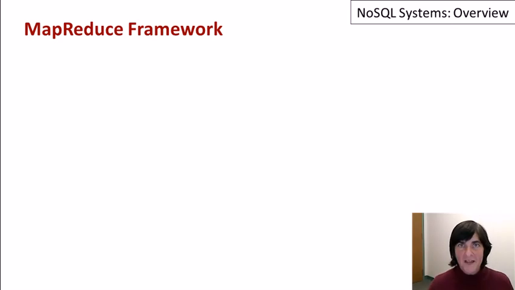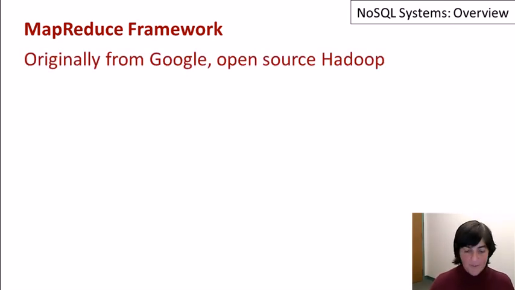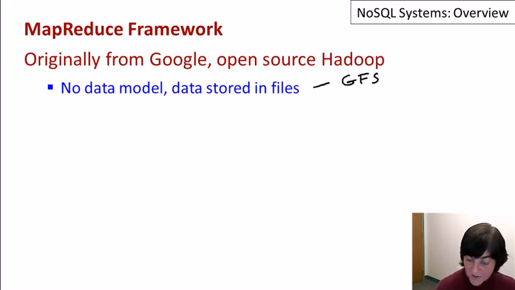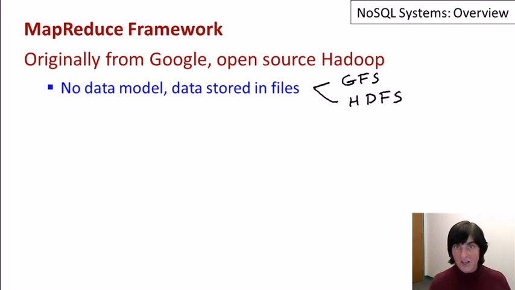MapReduce. So we can think of MapReduce as a framework. It came originally from Google. They invented the term MapReduce, and now there's an open source system widely used called Hadoop, which does implement the MapReduce framework. So the first aspect of MapReduce is that there is no data model at all. The data in the MapReduce framework is stored in files, both as input and output. In the Google MapReduce implementation, it's the Google File System, GFS. In the Hadoop open source implementation, it's the Hadoop Distributed File System, HDFS.